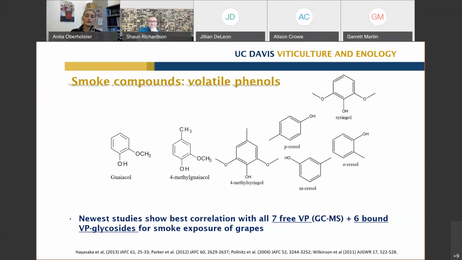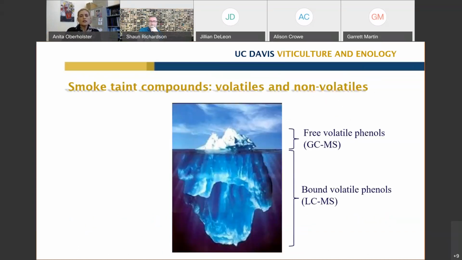And then they quickly realized, oh, the bound also contribute to smoke taint. So now they have this list of 6 bound compounds, but there are many, many more there. And there's still a question of, are these really the only compounds we should analyze, or should we analyze more to improve our predictive power? So this is an unfortunate situation you can have.